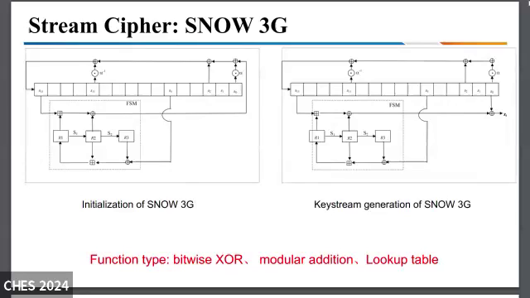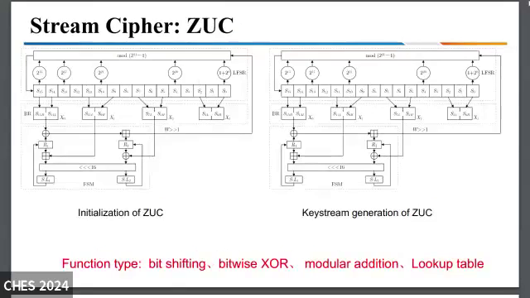First, this slide shows the SNOW-V cipher. SNOW-V has an initialization mode and a key stream generation mode. As we can see, SNOW-V consists of these three function types: bitwise XOR, modular addition, and lookup table. And this slide shows the ZUC cipher. It also consists of these three function types.